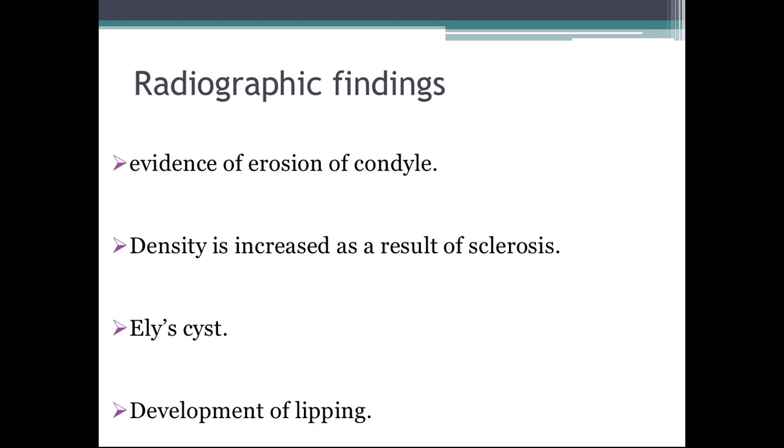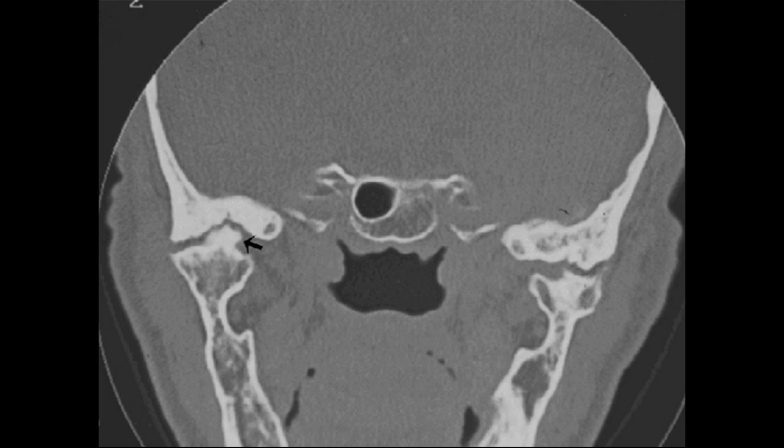Radiographic findings: evidence of erosion of the condyle, especially on average 6 months after the onset of TMJ pain. Density is increased as a result of sclerosis. There is development of lipping and shell-like extension of the anterior borders. This radiographic photo shows right side osteoarthritis affecting the condyle.